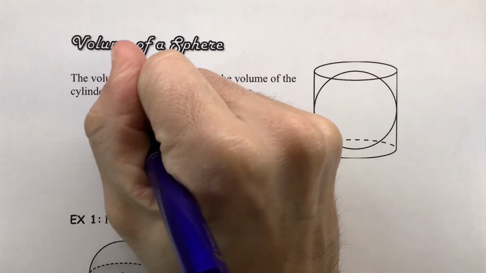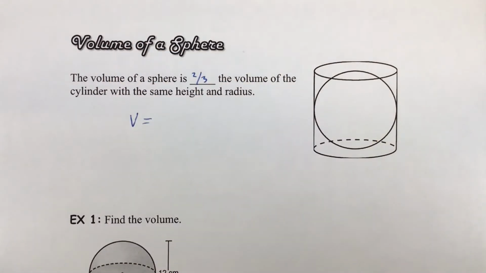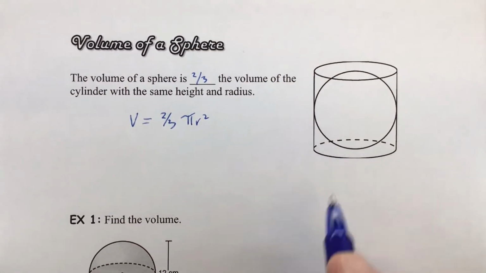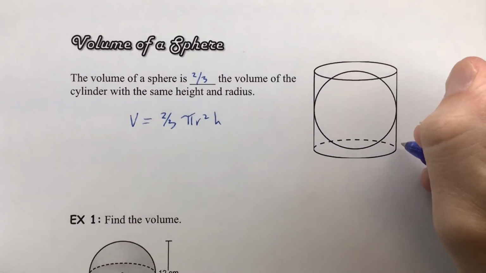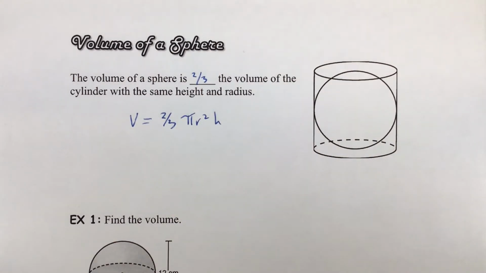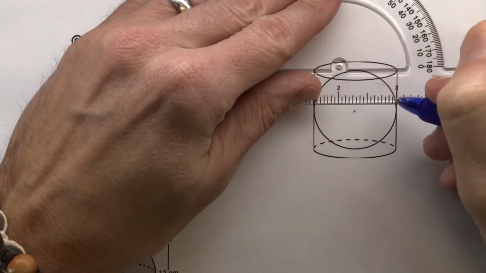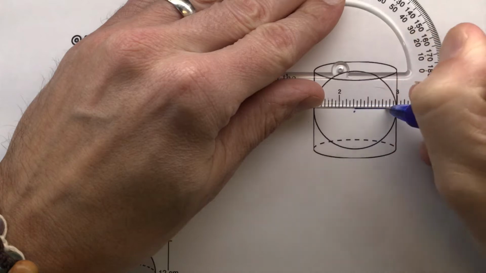Okay, we'll be looking at the volume of the sphere being 2/3 the volume of the cylinder, which can be calculated using pi r squared, the area of the base, multiplied by the height of the cylinder. But our objective here is to actually write a formula which is based solely on the sphere. And there's only one dimension in the sphere that's important, and that would be the radius.